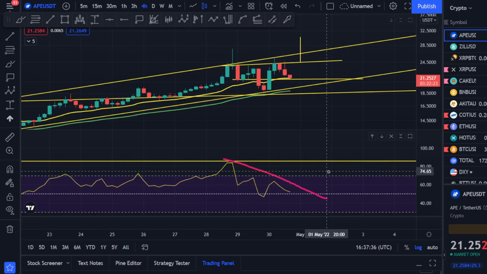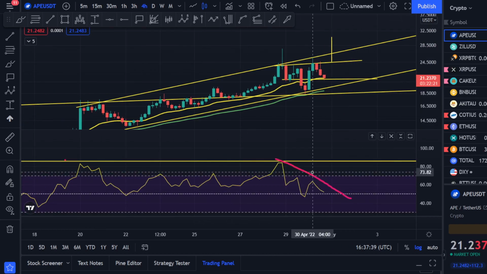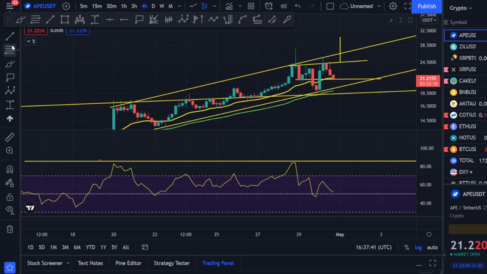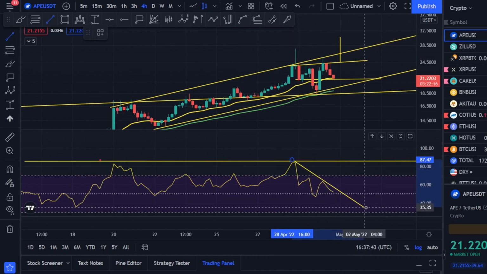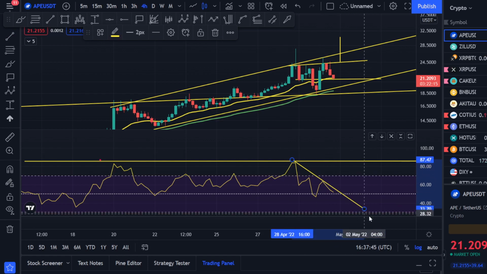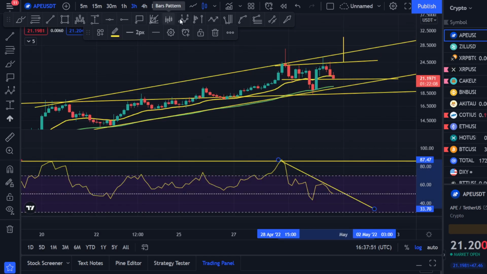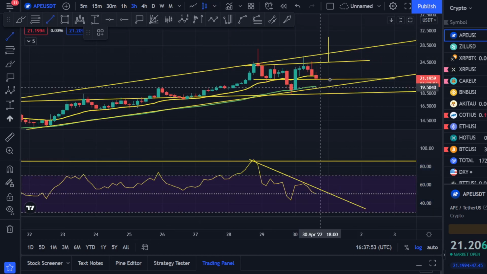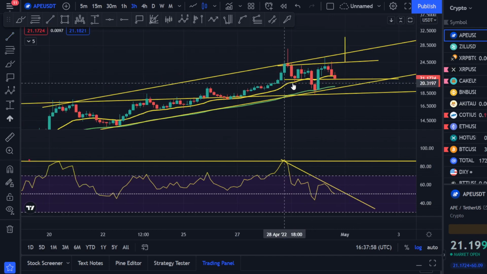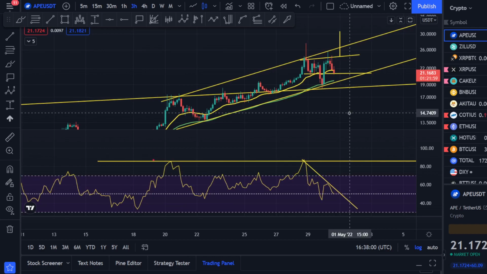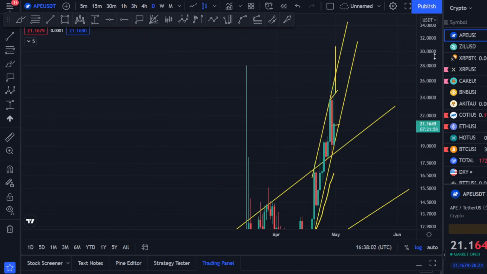But the same way, we have a bearish divergence. As soon as you break this point over here, you break this resistance line, then that means you have broken this area of resistance right over there. So hopefully this brought you some information for ApeCoin.